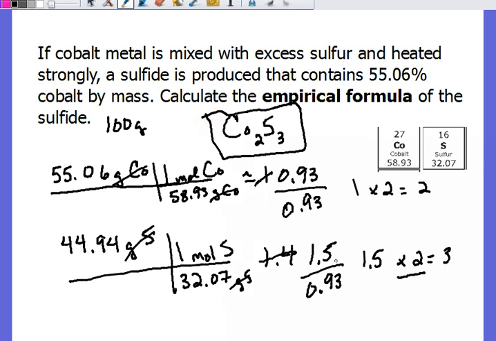So these are the ones when it gets kind of tricky. You have to get a whole number in there. You can't leave it at 1.5 because you can't put 1.5 sulfurs. You have to have a whole number.